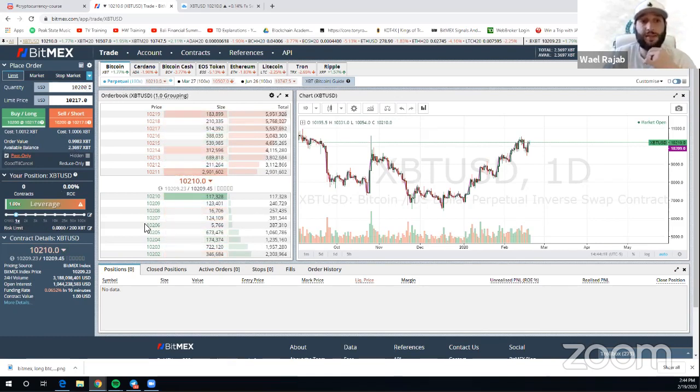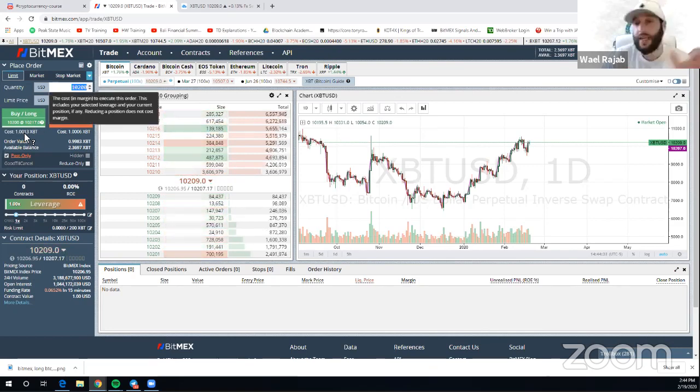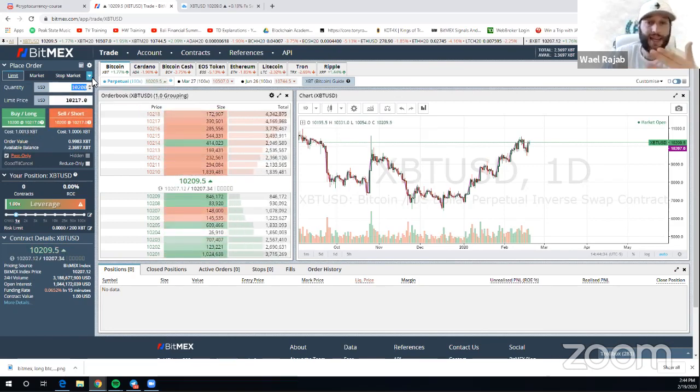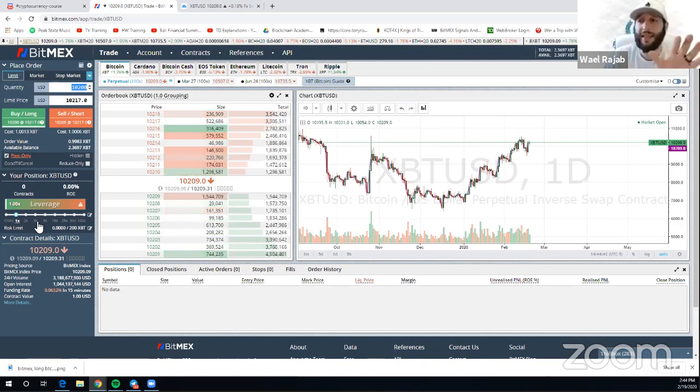Now I'm going 1x, so that's isolated. That's an isolated margin trade. What I mean by that is this is the only amount that I'm going to lose, the amount of units I put here, 10,200, about one Bitcoin. If the worst case scenario goes and it hits $3,000 and I haven't done anything since, I'll lose the whole Bitcoin. You're just doing an isolated margin.